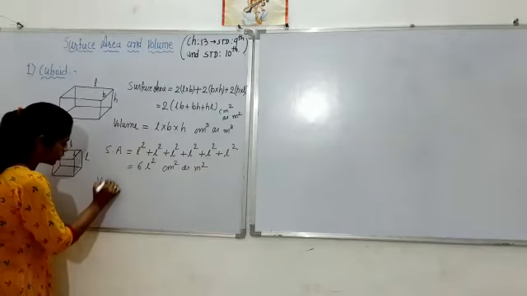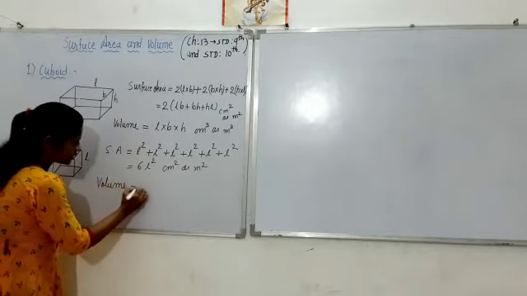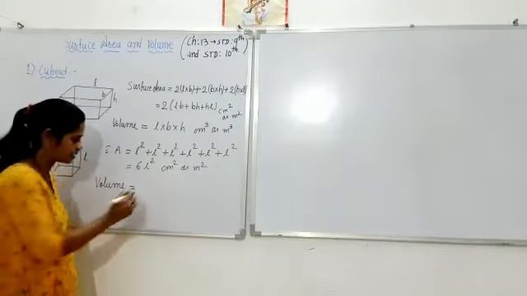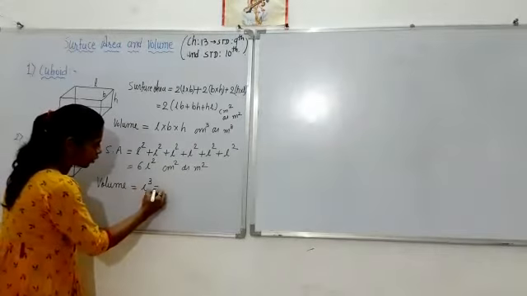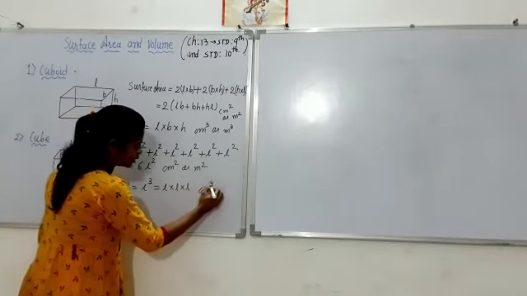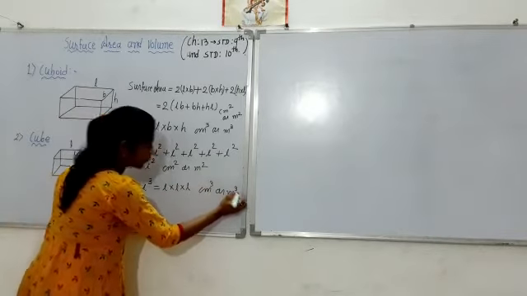And its volume is equal to length into breadth into height, so you have L into L into L. So you can write L cube. Its unit is centimeter cube or meter cube.